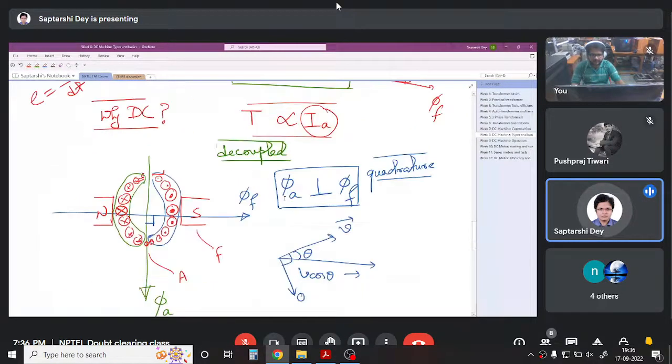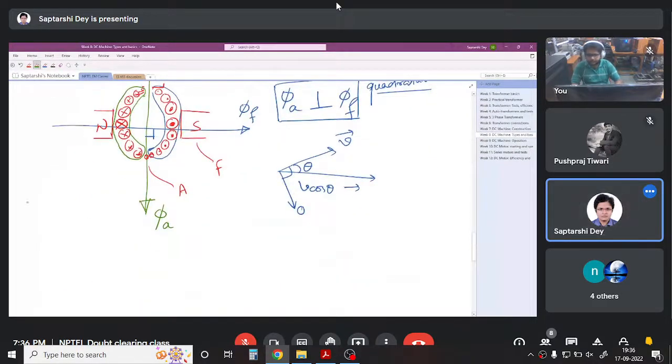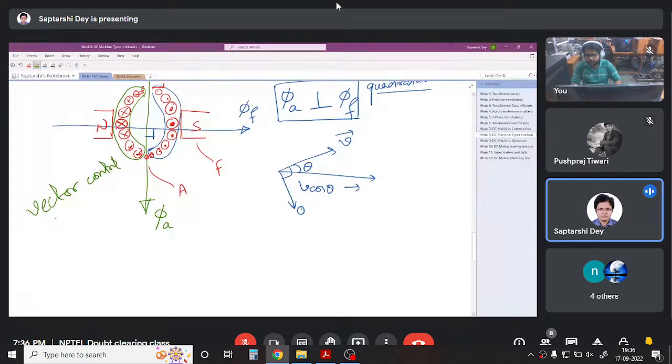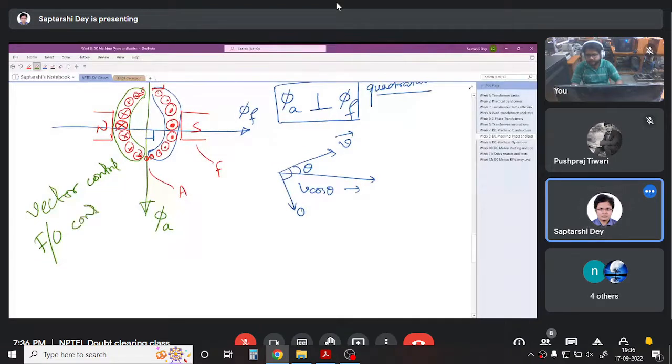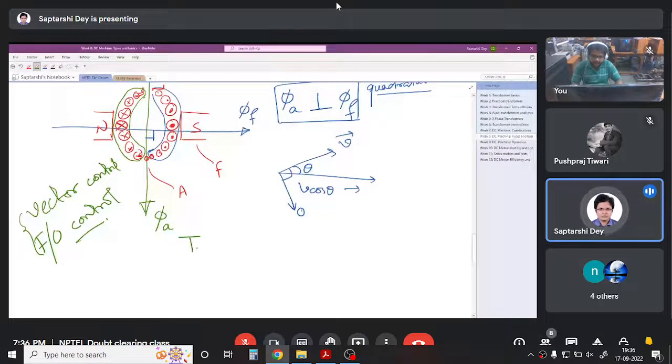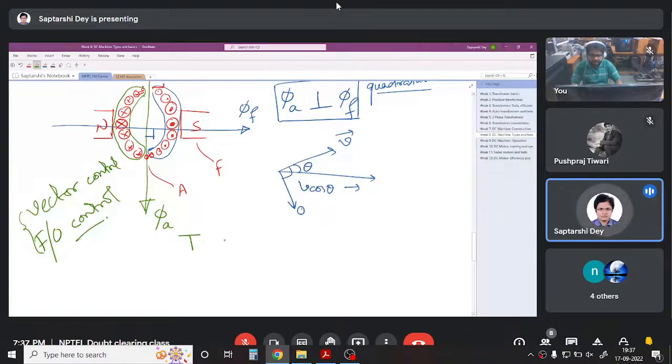So there are large theories about, you might have heard about these terms, vector control, or the most generalized term is field oriented control. In case of induction machine, synchronous machine, your target is only to make sure that you can decouple the variables such that you can have torque proportional to some current.